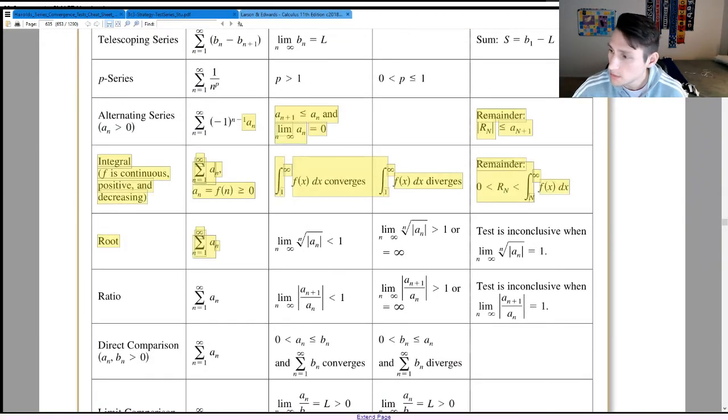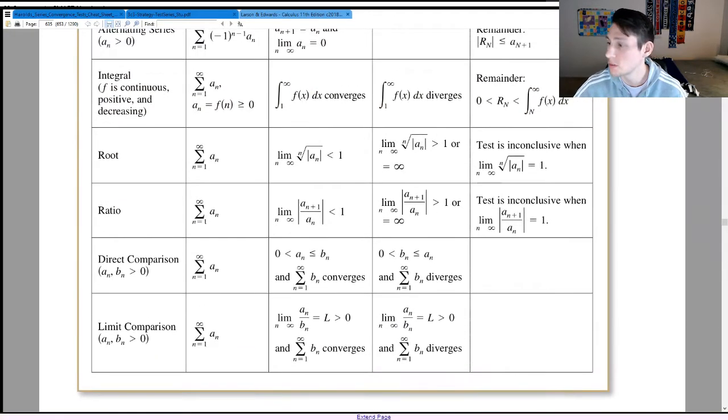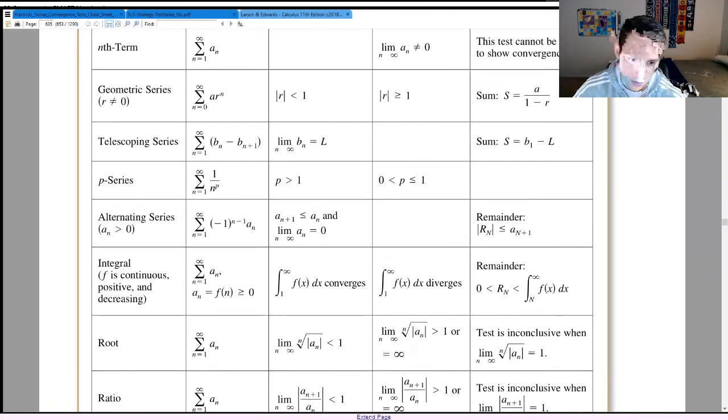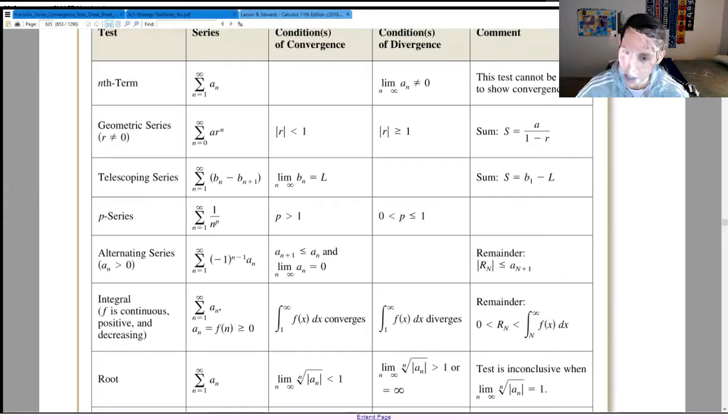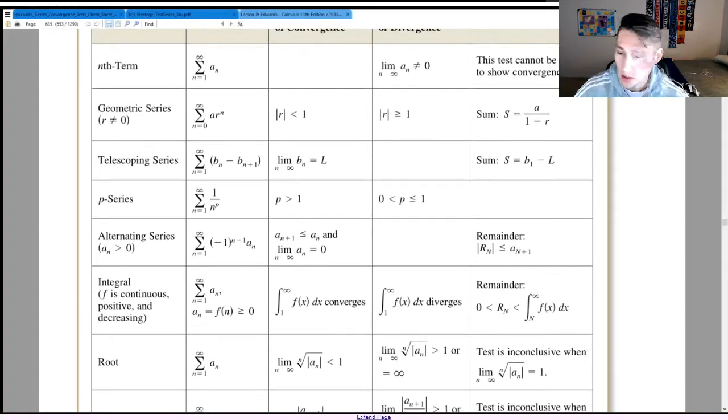Now, the problem with these sheets is they also have more stuff, because normally we would have learned all of this stuff, but we can't learn all of it. Or, well, we can, but we're not going to focus on all of it.